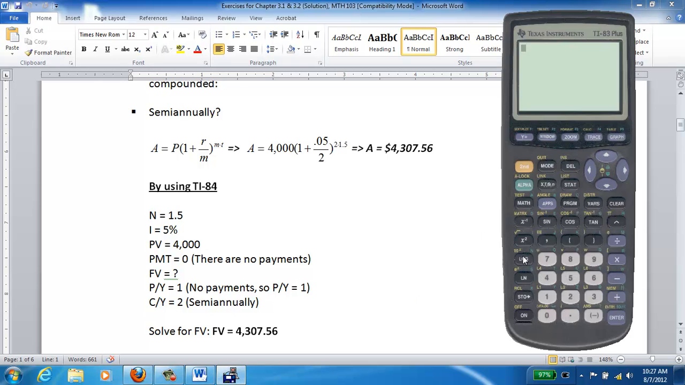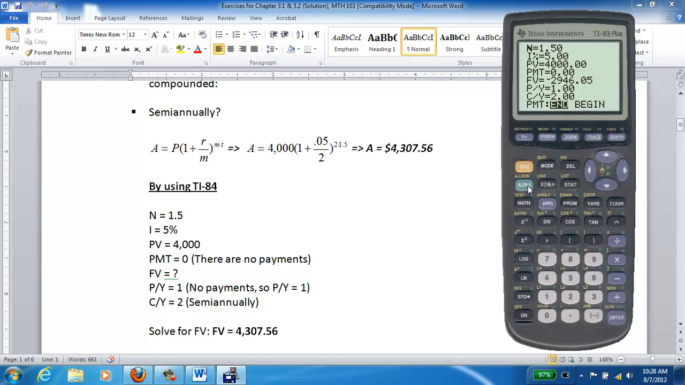Let's use the graphing calculator for this problem. Let's go to Applications, Finance, TVM Solver, and then we have for the N 1.5. For the interest rate we have 5%. Our present value is 4,000. P/Y is 1. C/Y will be 2 semi-annually.